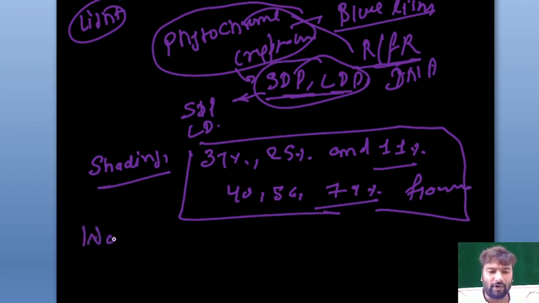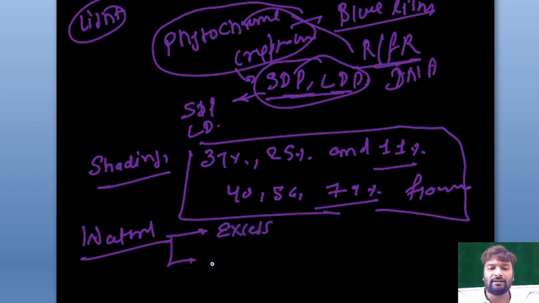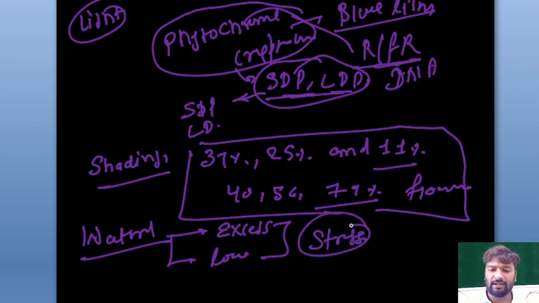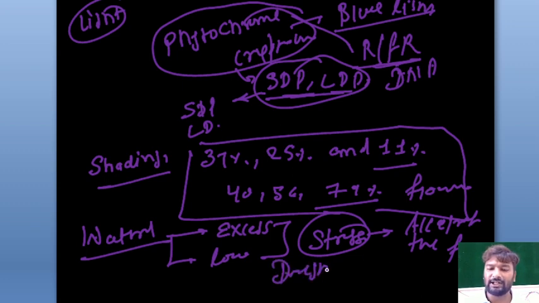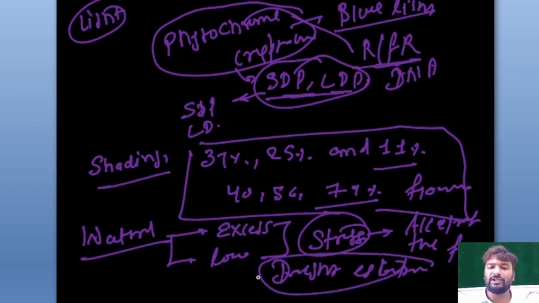Then water. You know that both excess and low water pose a stress for plants, and it can accelerate flowering. That's why there are different plants like drought escapers, which induce flowering in the stress condition.